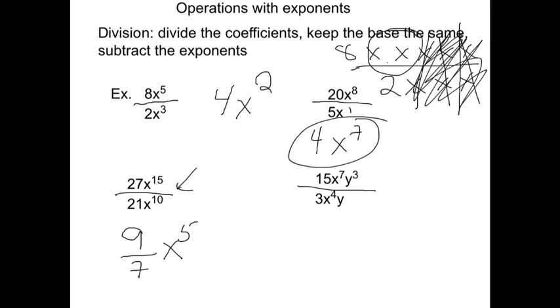And then the last one, now you have 2 variables again. The rule still applies. You're going to divide the coefficients. You're going to keep the base the same. You're going to subtract the exponent. You're going to keep the second base the same, and you're going to subtract the exponents, remembering that the y that doesn't really have a visible exponent indeed has a 1 as an exponent.